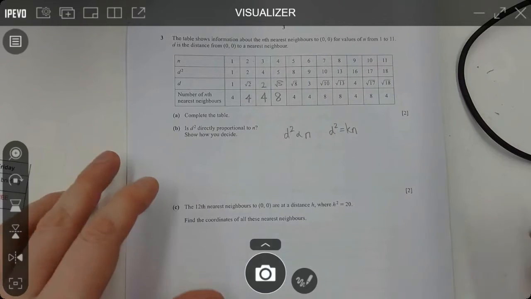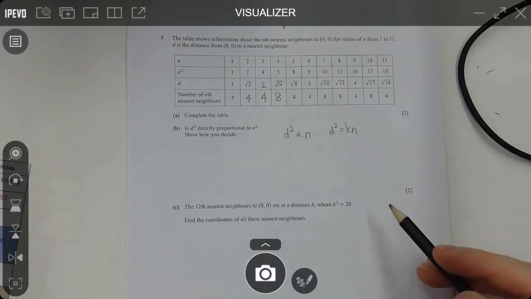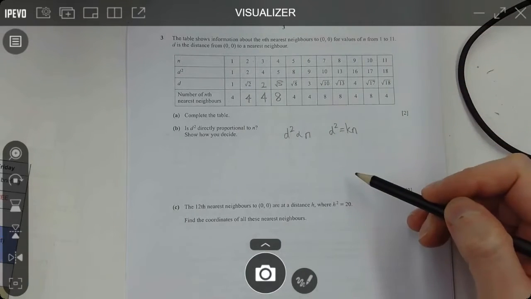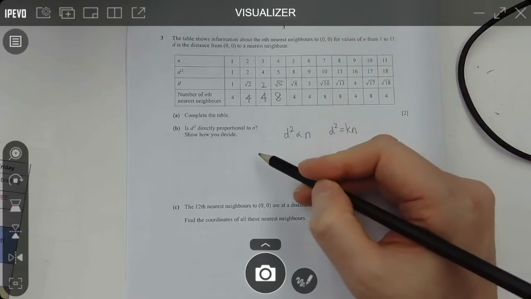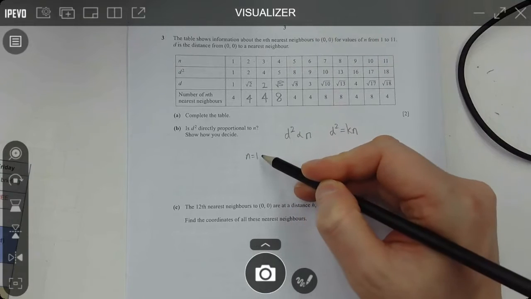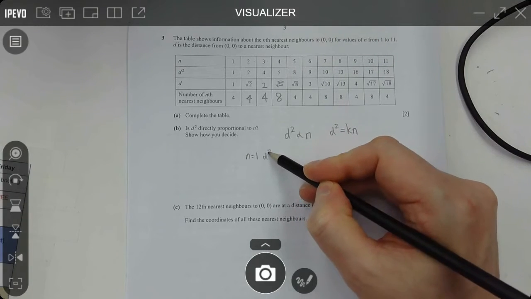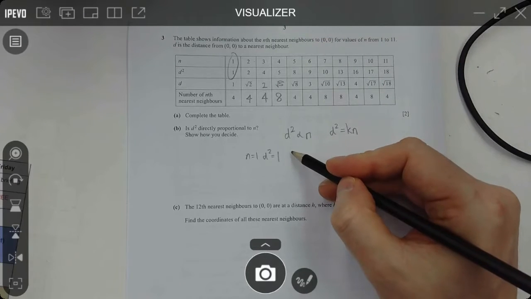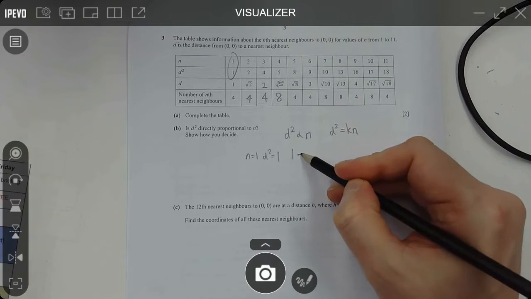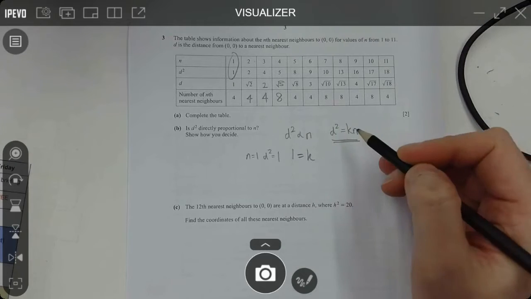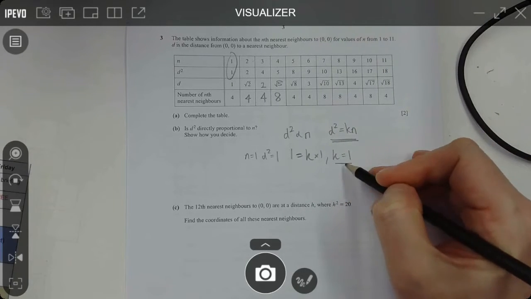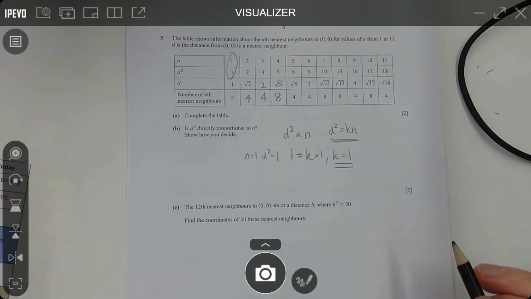So what we need to do is work out what the constant is. You substitute in your values of d squared and n in this case. So we could sub in n equals 1, and when n equals 1, d squared equals 1 as well. Those values are just taken from there. 1 is going to be equal to k times 1. Rearrange it, and the constant of proportionality is 1.